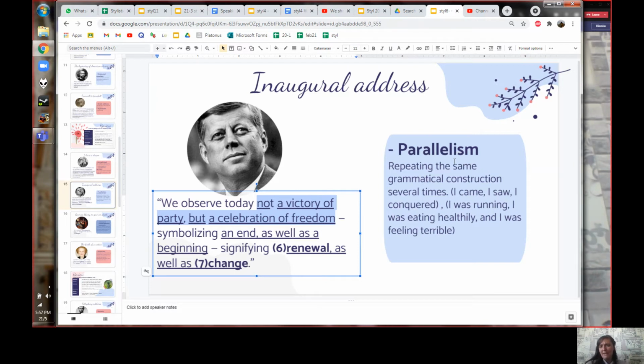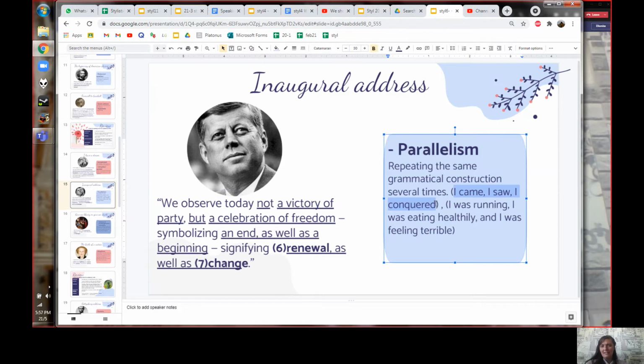The most famous example of parallelism you may have heard is by Caesar. Veni, vidi, vici. I came, I saw, I conquered. He could have said something like, I came to Eastern Europe and I saw that the people weren't very strong soldiers, so I conquered the country. It's not very strong, is it?